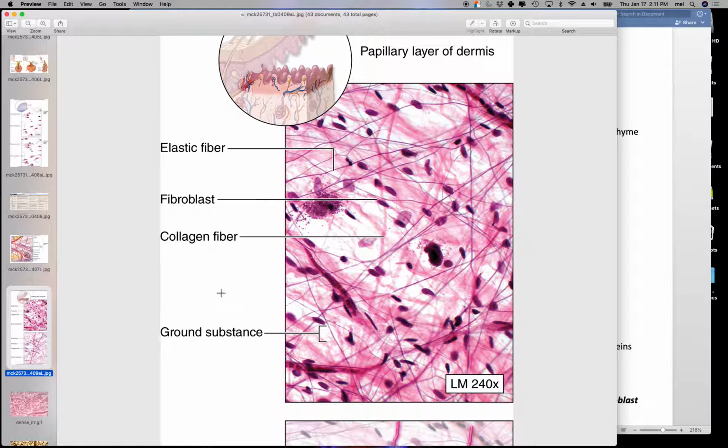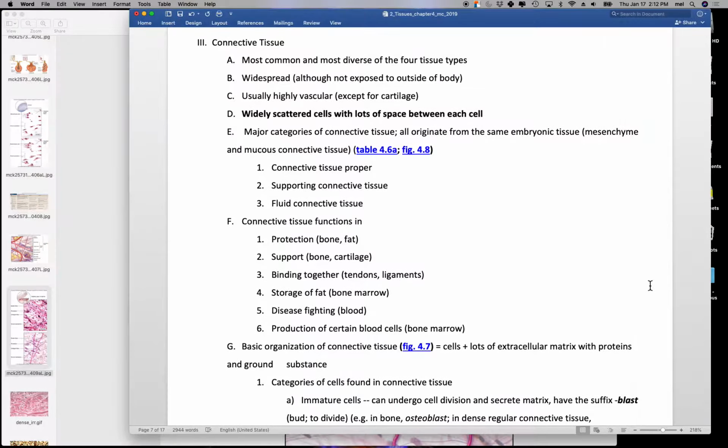And then there's a bunch of stuff between the cells that you're going to have to label. And the stuff is called matrix. And then it's got some fibers in it, some other stuff's in it, and we'll get to it next time. So lots of widely scattered cells. The other thing that's true about connective tissue is that it is usually more vascular than epithelial tissue. Not every single part of every single connective tissue, but generally there are going to be blood vessels going through it. So widely scattered, lots of space, usually vascular.